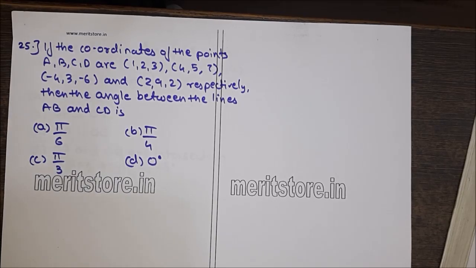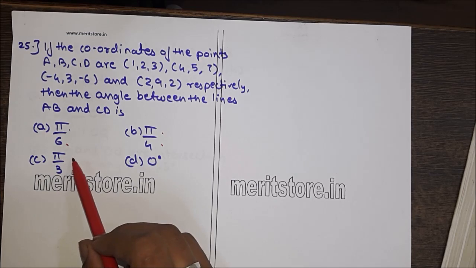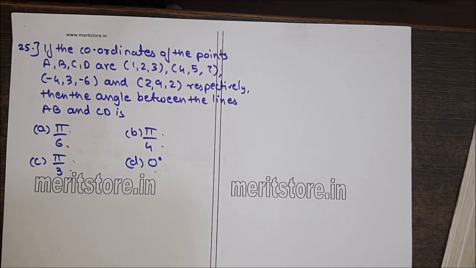Question number 25. If the coordinates of the points A, B, C, D are as follows: (1, 2, 3), (4, 5, 7), (-4, 3, -6) and (2, 9, 2) respectively, then the angle between the lines AB and CD would be: option A, pi by 6; option B, pi by 4; option C, pi by 3; and option D, 0.